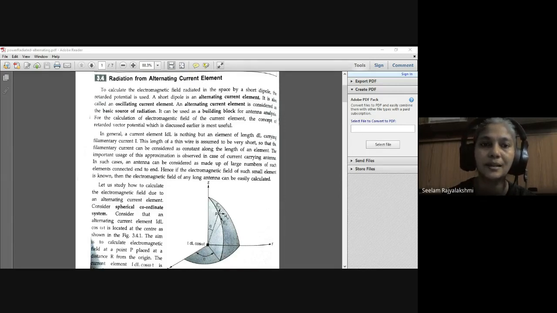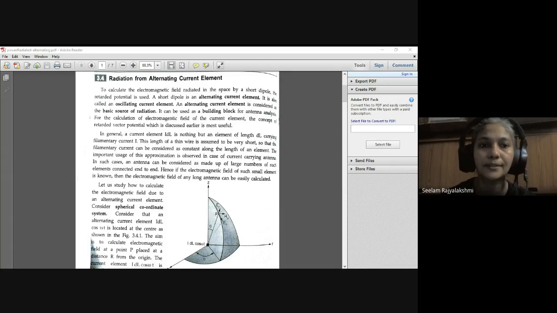In general, what does the ideal current element stand for? Ideal is nothing but an element of length dl which carries the filamentary current I. The length of this thin wire is assumed to be very short, so that the filamentary current can be considered constant along the length of the element.